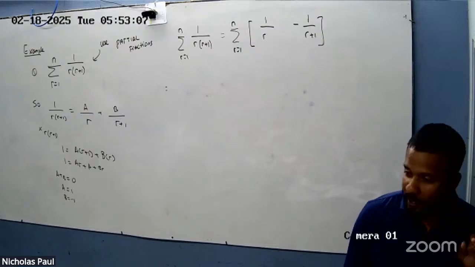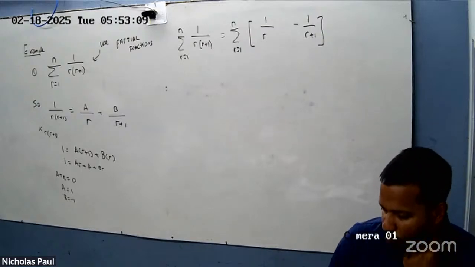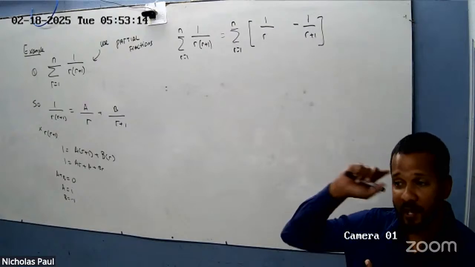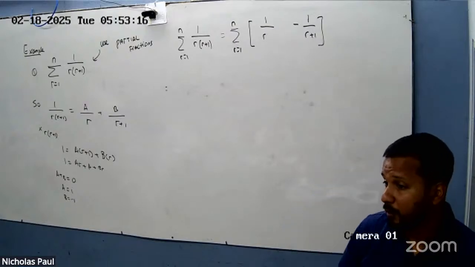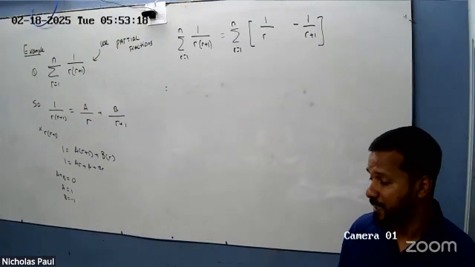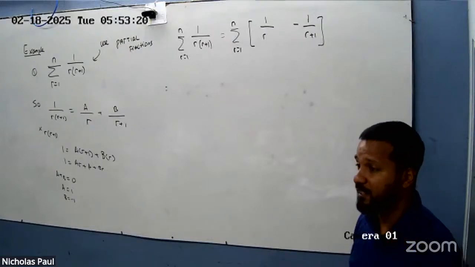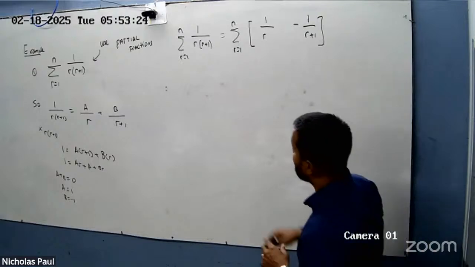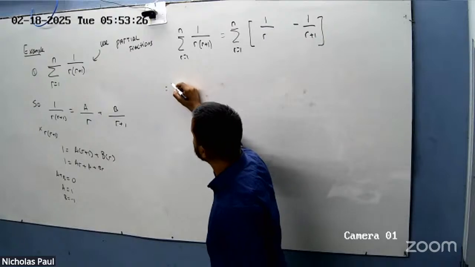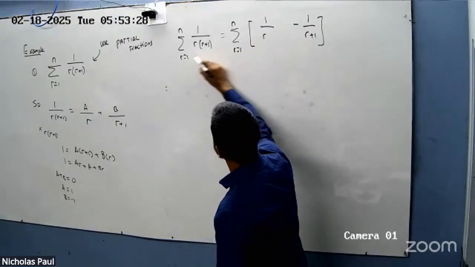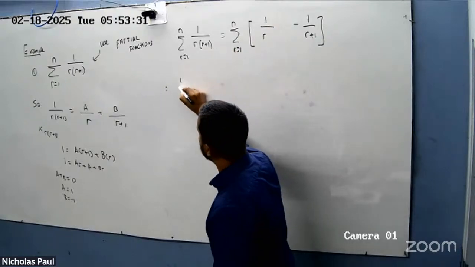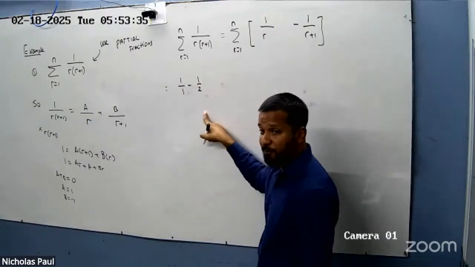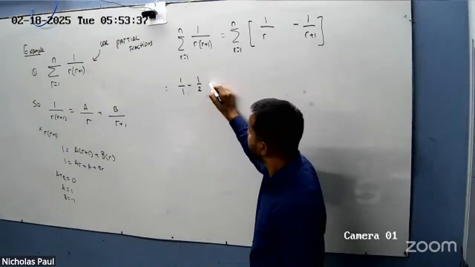So I want to write out some terms here for you, and I want to show you what will happen. When you apply the method of differences, what's supposed to happen again, Wyatt? All the terms except the first and the last, right? Or the biggest and the smallest. Ready? So what do you see? What's the first term? The first term is r is 1, so I put 1 in here. 1 over 1 minus 1 over 2. That's the first term, correct? Second term is what?